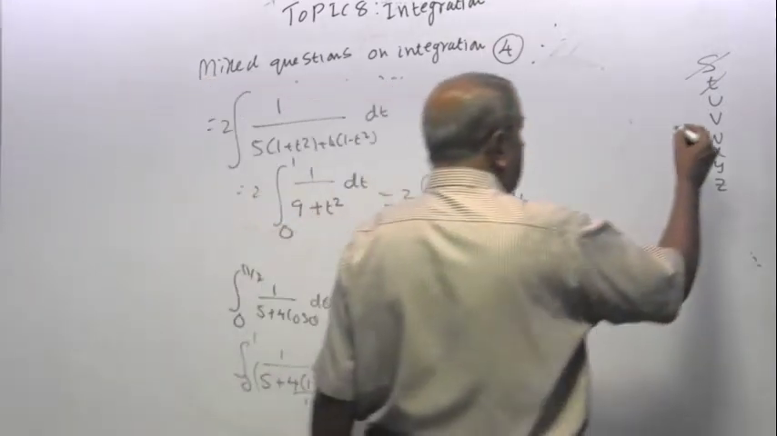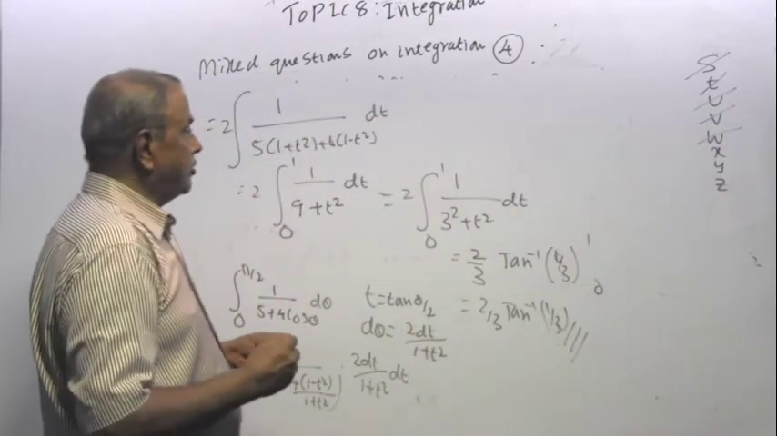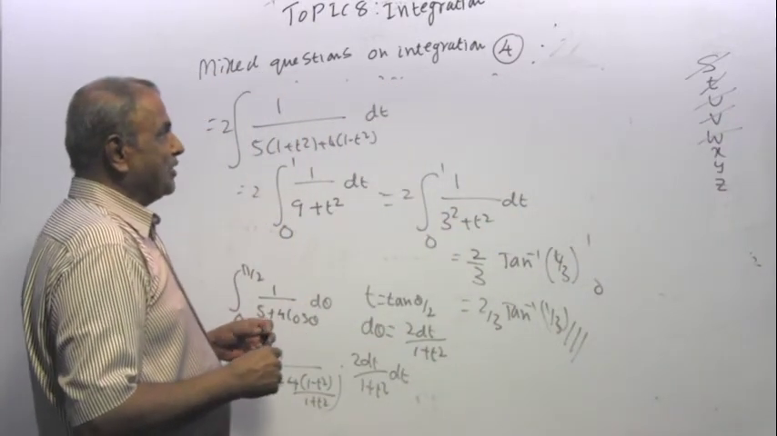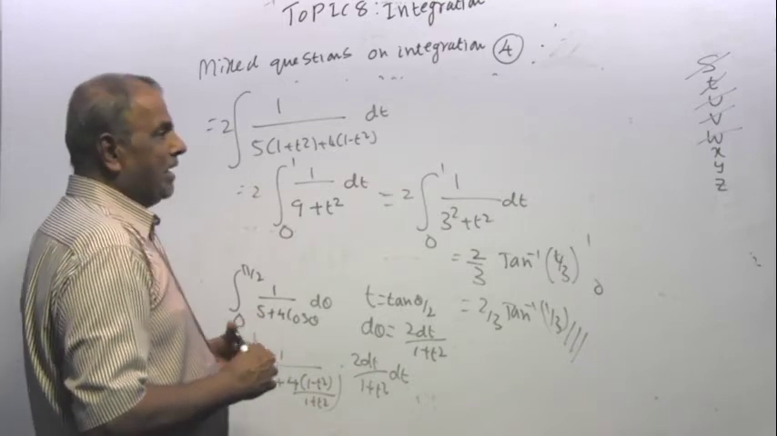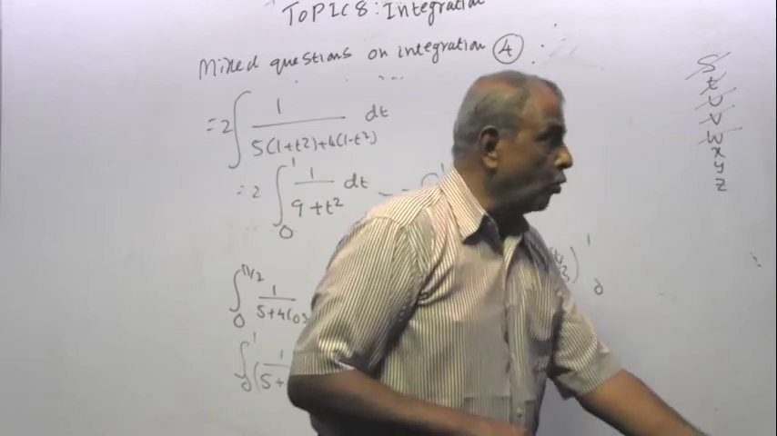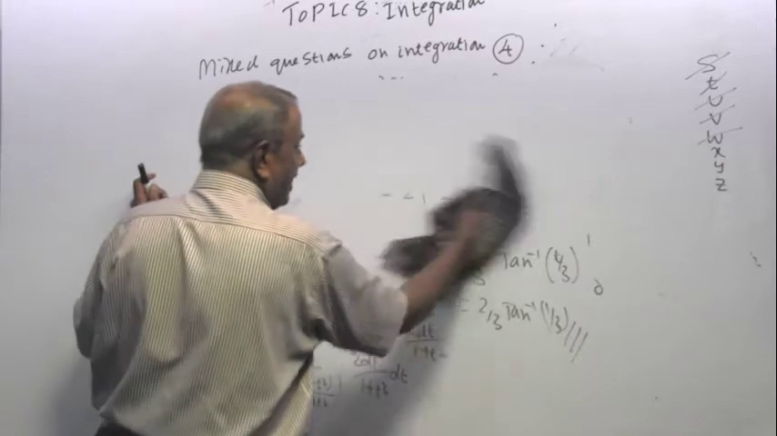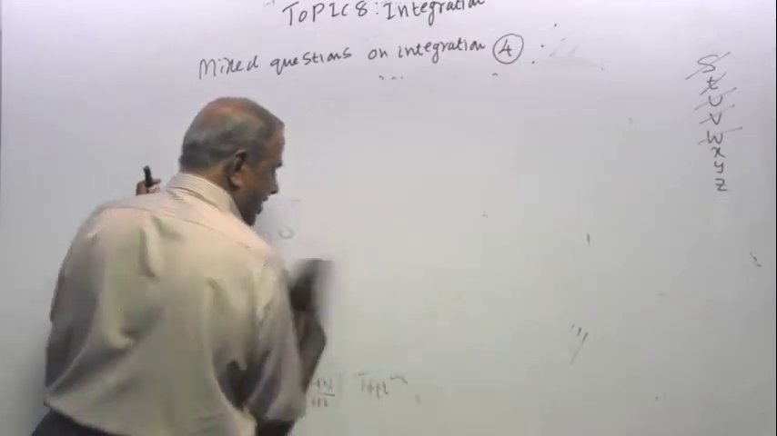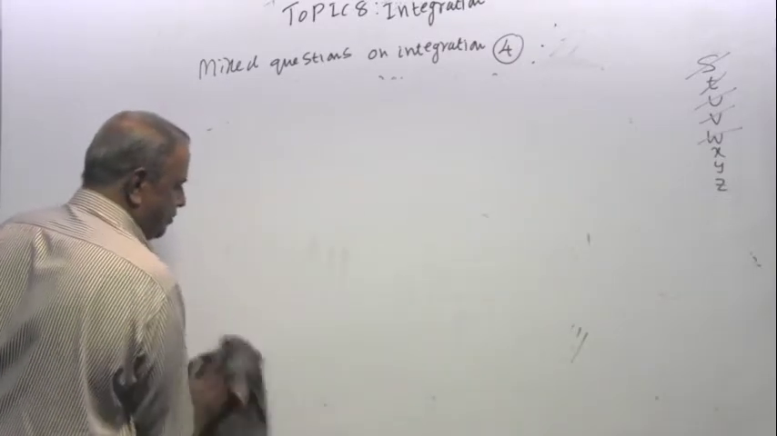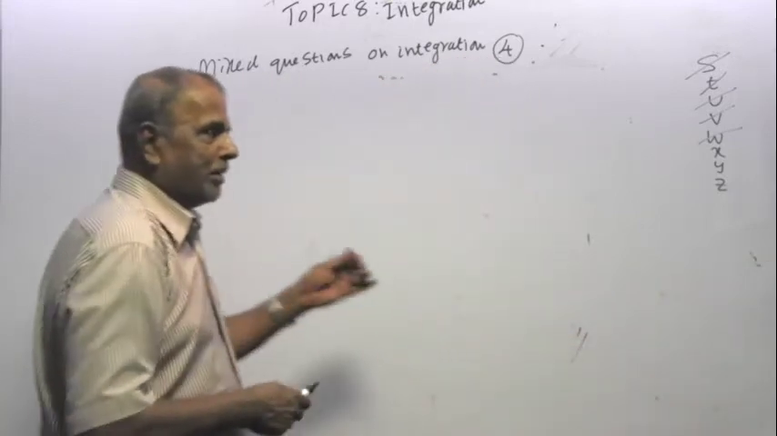I've already come to W. I think so, I'm not too sure. I think it was W. Maybe, I don't know. I'll do just one more question. I don't think I'll be able to exhaust the alphabet. I still have a lot of questions to do, but I don't want it to become too boring.